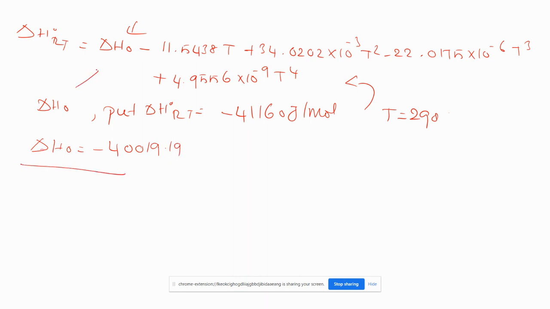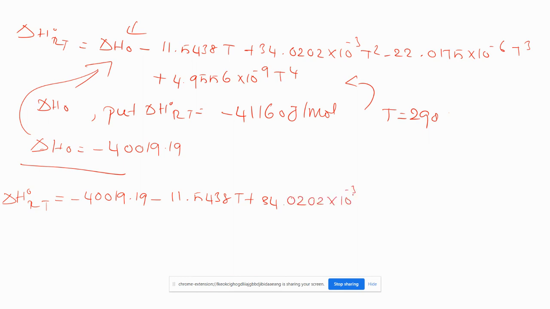Now substitute this del H 0 value over here and write the expression at any temperature T. That is minus 40019.19 minus 11.5438 T plus 34.0202 into 10 power minus 3 T square minus 22.0175 into 10 power minus 6 T cube plus 4.9556 into 10 power minus 9 T power 4. This is the empirical expression.